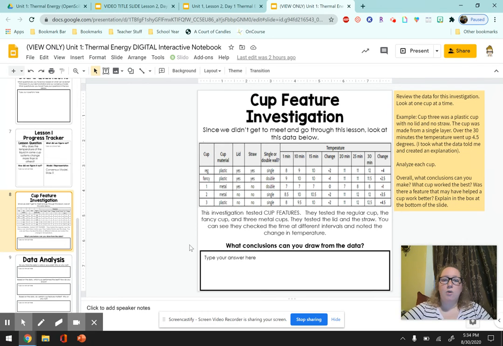After reviewing this chart, analyze your data. Then at the bottom, what conclusions can you draw from the data? What is this data telling you? What cup worked the best? Was there a feature that may have helped a cup work better? Explain that in the box at the bottom. Remember, when you answer those, make sure it's in complete sentences. So pause your video now and work on slide 8.